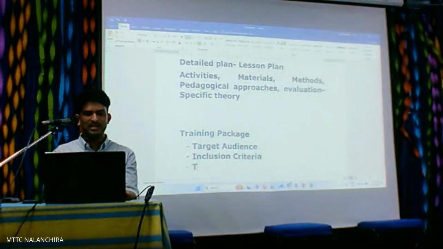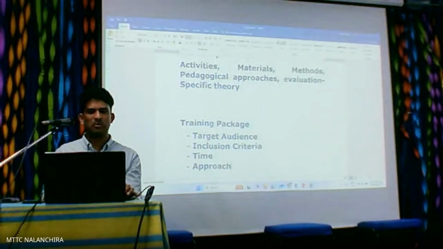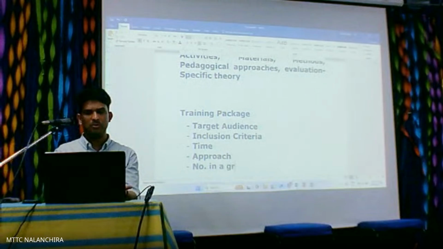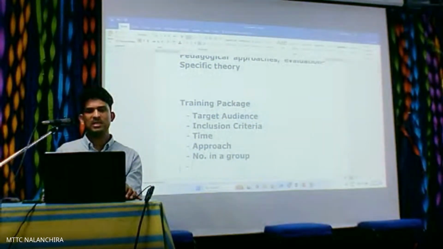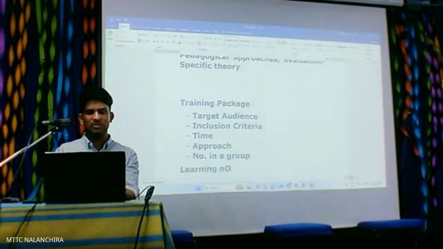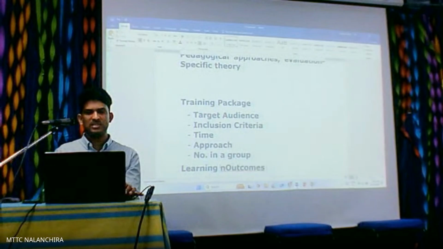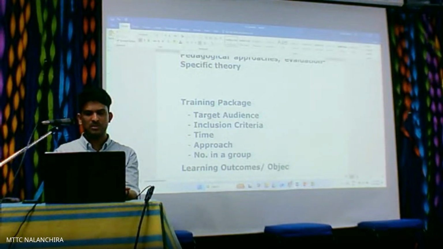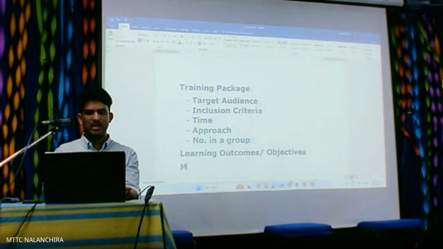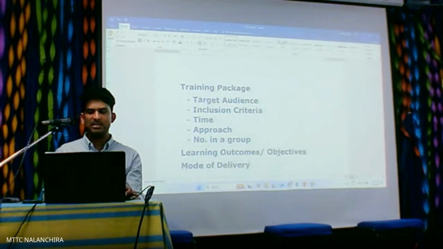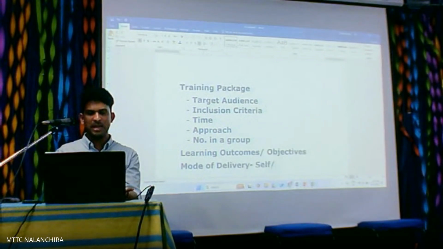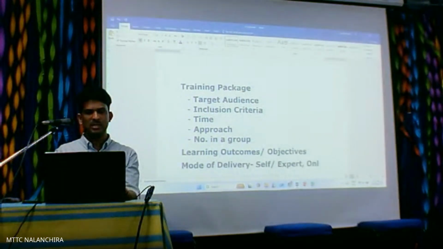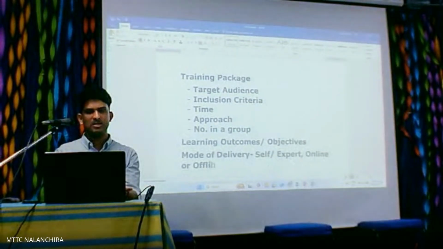Second thing is the time availability, the approach you follow, and the number of participants in a group. All these you decide in advance. These are the basics. Now you have learning outcomes or objectives. What are the learning outcomes or objectives? Then you write the mode of delivery of the training, whether it is self or expert based, and whether it is online or offline. That you have to write.